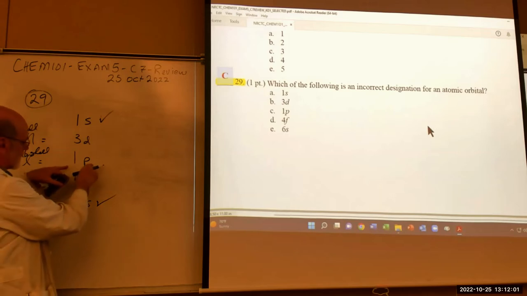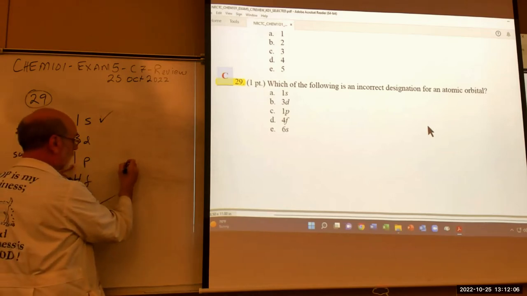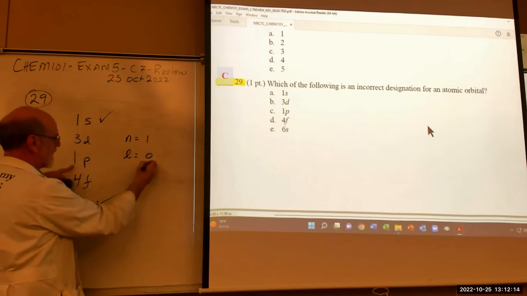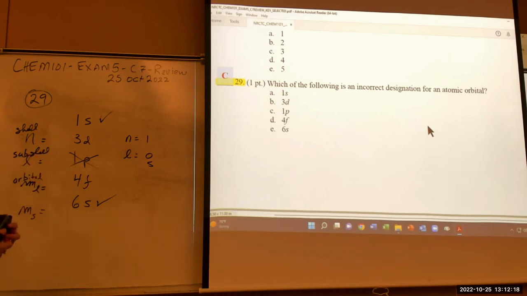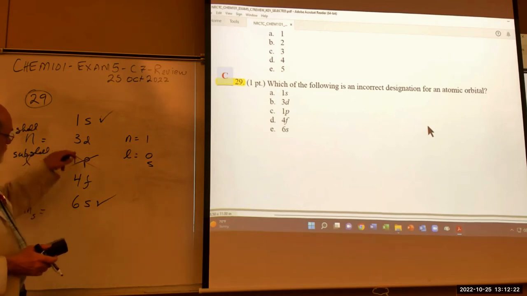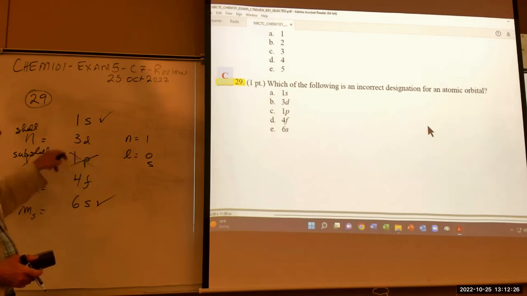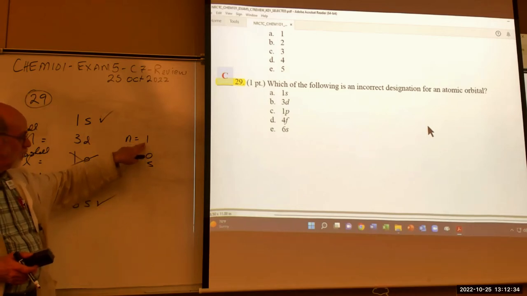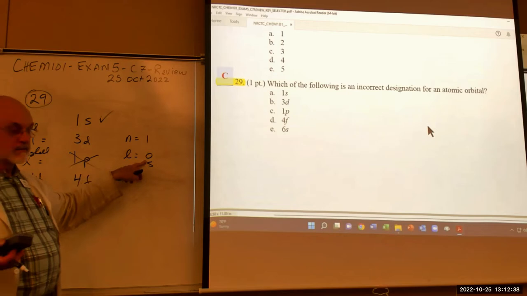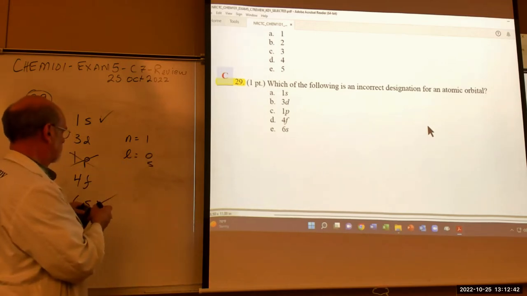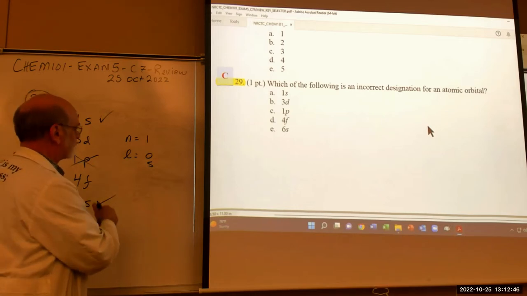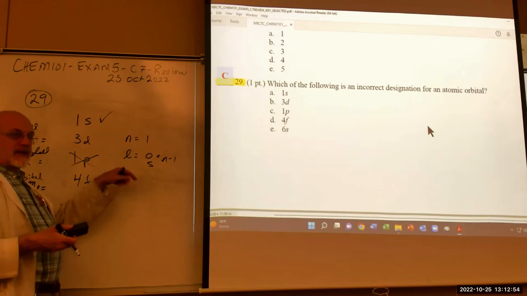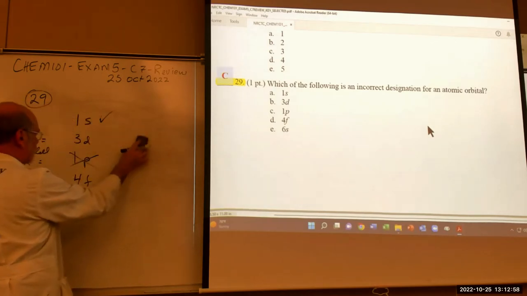Okay, how about the P's? Can you have a P in an N equals 1? Now, if N equals 1, then L can only equal 0. And that's an S. No P's available. Right? That was gone. Oh, we found our answer. So we don't have to assume, we know. 3s can have D's and 4s can have F's, right? But 1s cannot have P's. I mean, they can only have this much, right? Start with 0. Yeah, up to N minus 1, right? This is equal to N minus 1, so that's as high as you can go. Can't go up to 1, right? Because the highest number has to be N minus 1. All right, we found our answer. C.